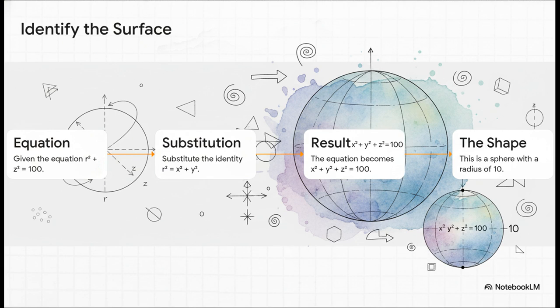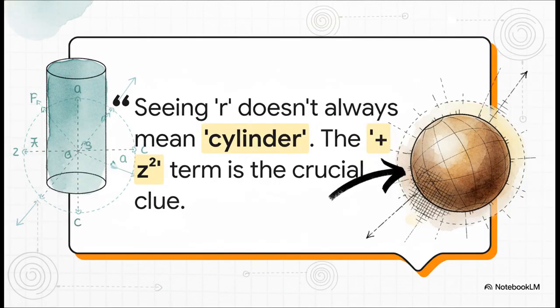How cool is that? Okay, pause for a second because this is a super important point. This is a classic trap students fall into. You see the letter r in an equation, and your brain immediately screams cylinder. But you have to look at the whole equation. That little plus z squared term completely changed the game. It was the crucial clue that turned a potential cylinder into a sphere. So always check the context.